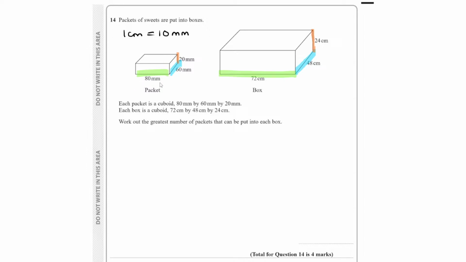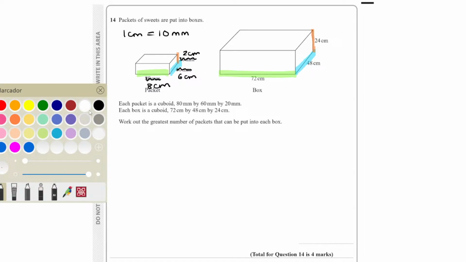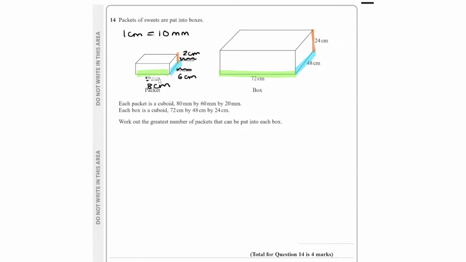So what are my measurements in just centimeters? Well, this one, you just divide by 10, don't you? That would be 8 centimeters, 6 centimeters, and 2 centimeters. Might get rid of that in white because that's looking a bit messy, isn't it? There you go. Now you can see it a bit better. So we've got 8 by 6 by 2 instead.